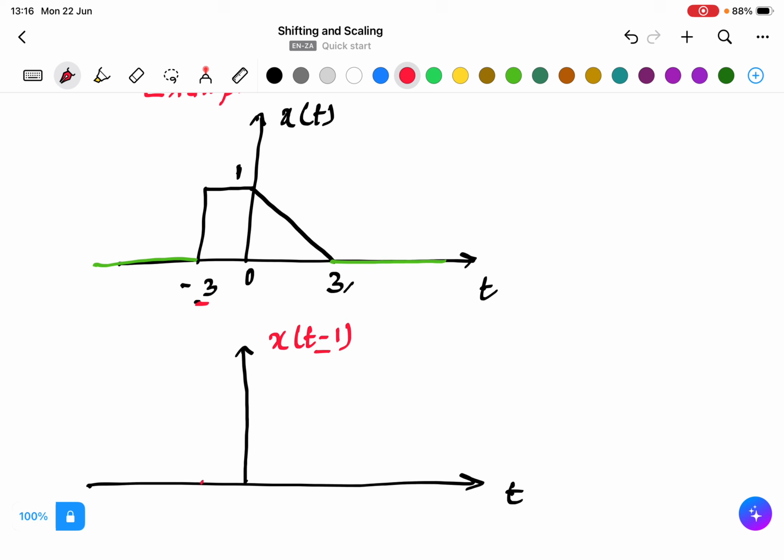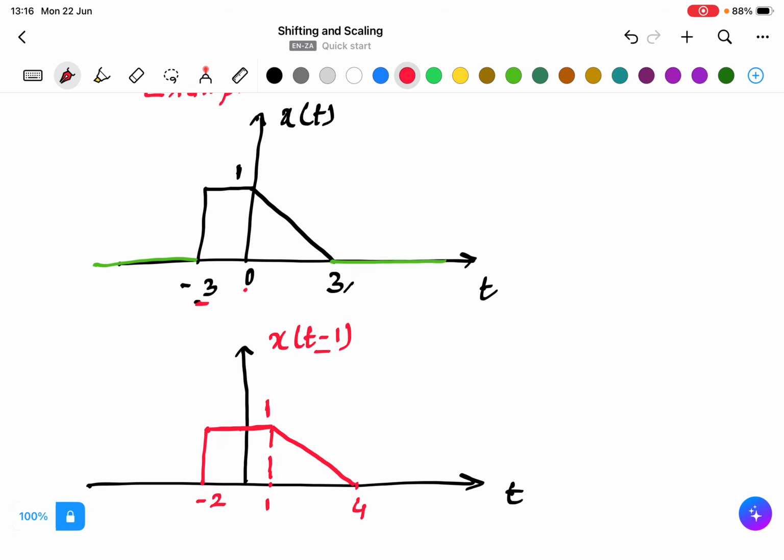So it will start from -2 with the same amplitude, but now 0 will move to 1, so it will go with the same amplitude up to 1. We are shifting everything to the right hand side, so 3 will now move to 4. So we can say it will be like this, with the amplitude remaining the same.